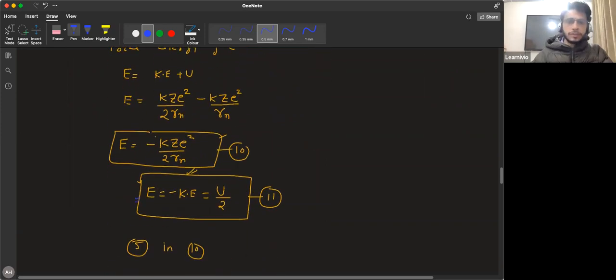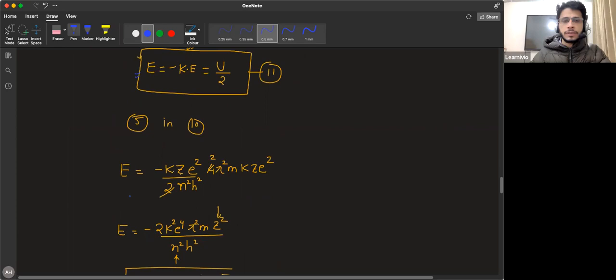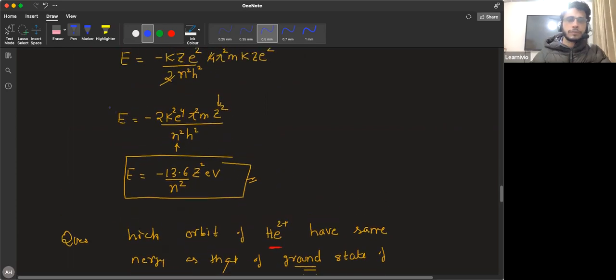This relation is important: total energy is minus of kinetic energy, which is potential energy by 2. When we derive this, it comes out to be the final expression: minus 2 pi square k square e to the power 4 m z square by n square h square. You should remember this very, very important relation. In Bohr's orbit, if you know the radius of the nth Bohr orbit and the total energy with which electrons revolve, then you can calculate anything.